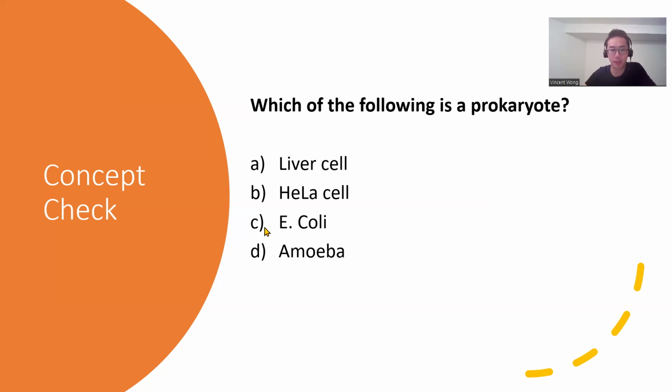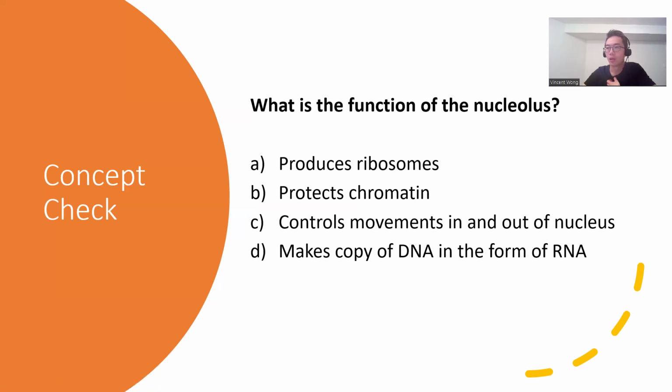Everybody who answered got it right. E. coli is a bacteria. A bacteria is an example of a prokaryote. A liver cell, that's in us, that's eukaryotic. A HeLa cell is a cancer cell from humans, eukaryote. Amoeba, also eukaryote. How about this one?